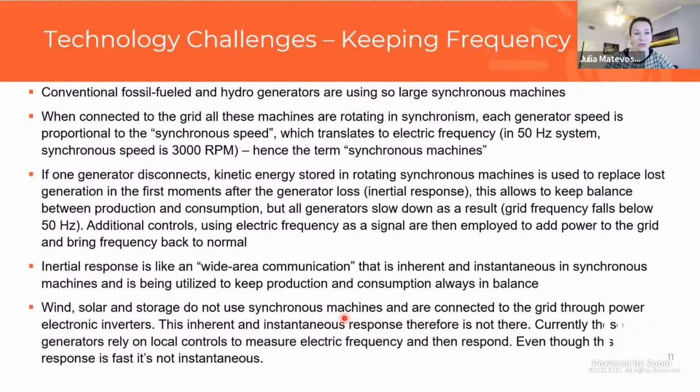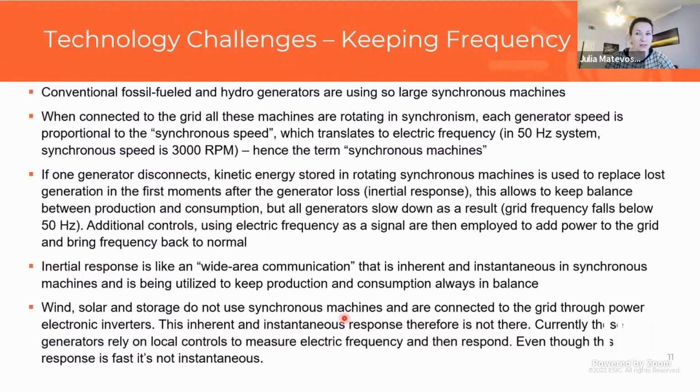In the US, it's a 60 hertz system. So I just translated, and the 50 hertz system translates to 3,000 revolutions per minute synchronous speed. Not all of these generators rotate with that same speed, but the speed of rotation is proportional to this 3,000 RPM. And the name synchronous machines comes from the fact that they all rotate with a speed that is either synchronous speed or proportional to synchronous speed.